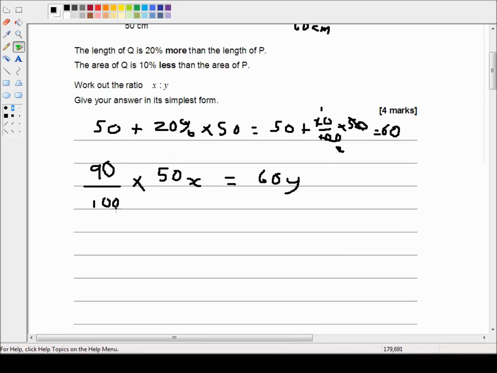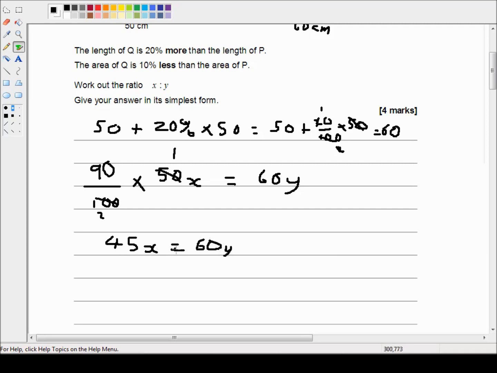Okay, so let's see, 90 over 100 times 50x. Well, if we're dividing by 100 and times them by 50, we can cancel that 100. Well, we can't cancel the whole 100. The 50 can become 1, and that 100 becomes 2. So it's 90 divided by 2 times x, which is 45x. So 45x is equal to 60y.